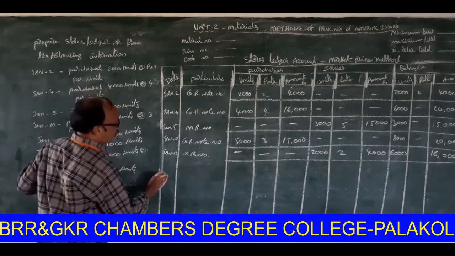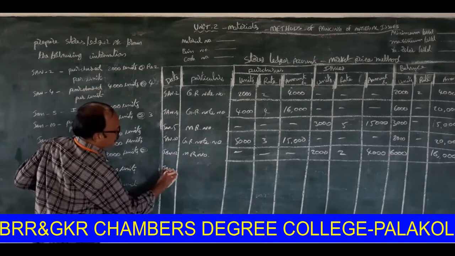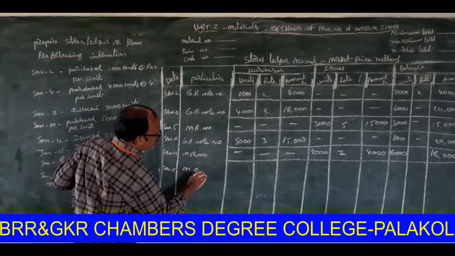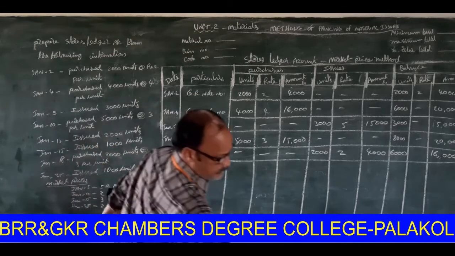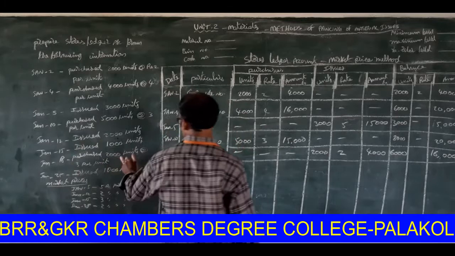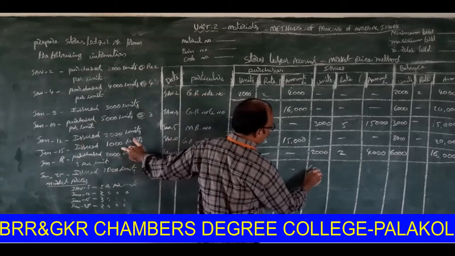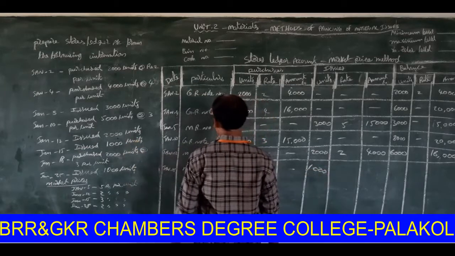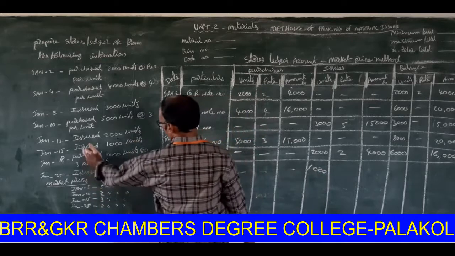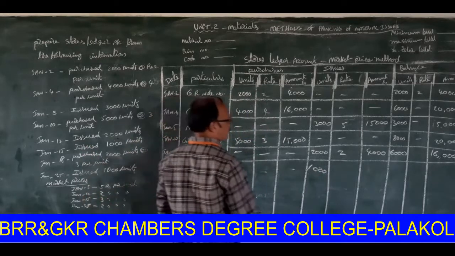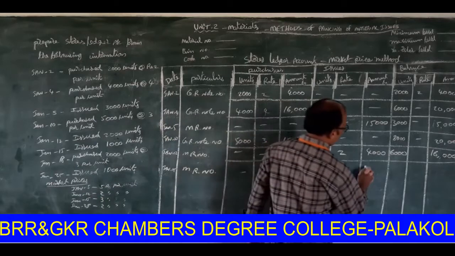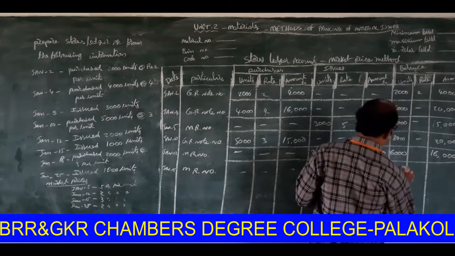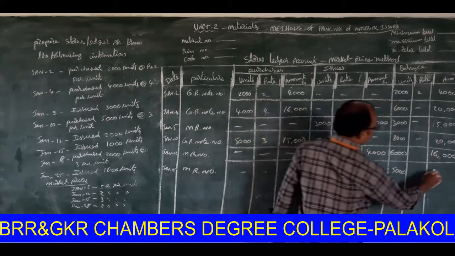Right. Next, January 15th. Issued 1,000 units. Material requisition number. How many units issued? 1,000 units. So the market price on January 15th is 3 rupees per unit now. So 1,000 into 3, 3,000. 6,000 minus 1,000, 5,000. 16,000 minus 3,000, 13,000.